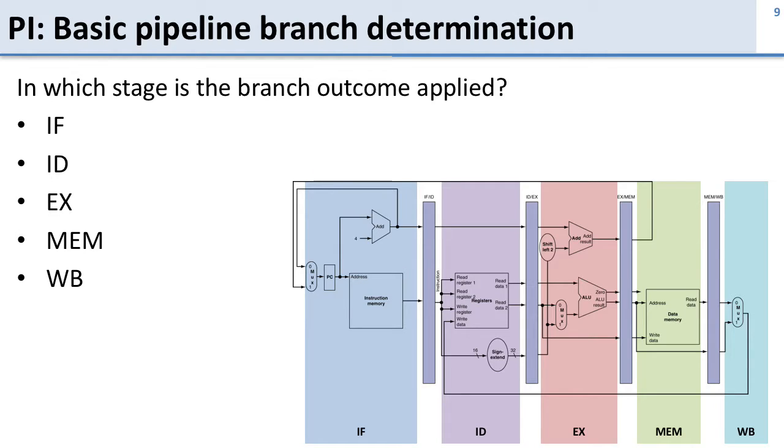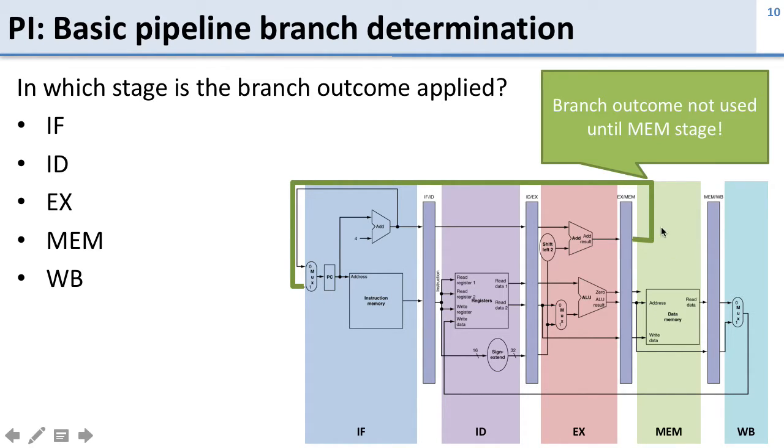So let's take a look at how the branch is determined in the pipeline. So here's our typical processor pipeline, and in which stage here do we actually apply the outcome of the branch? Well, we can take a look at this and we can see what happens here. Here's the path that comes back from the branch decision and chooses the next PC. And you can see where this happens. This happens in the memory stage.